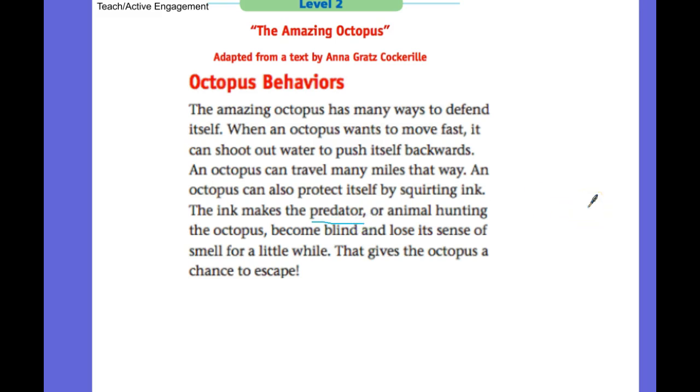So we're going to read a little bit more. The amazing octopus has many ways to defend itself. When the octopus wants to move fast, it can shoot water to push itself backwards. An octopus can travel many miles that way. An octopus can also protect itself by squirting ink. The ink makes the predator, or animal hunting the octopus, so the predator is the animal hunting the octopus. So now again we know predator's bad. We know it's somebody who's hunting the octopus. See how obvious that is here?